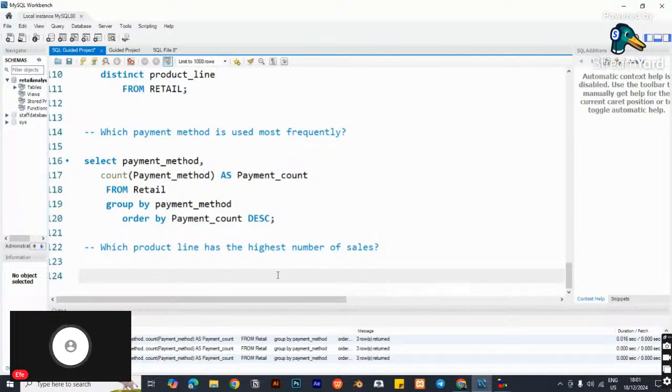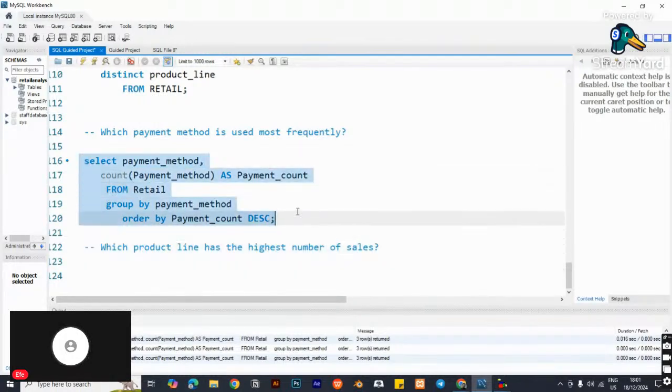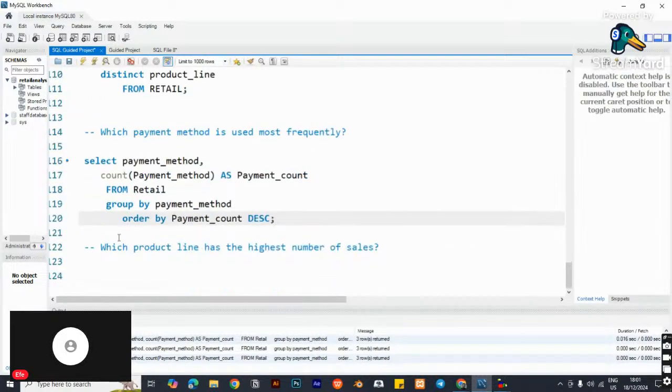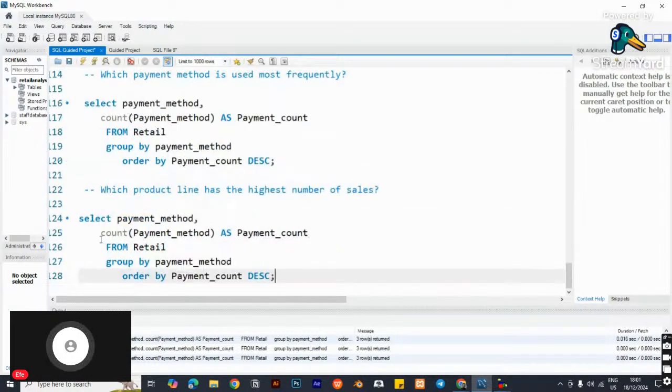Which product line has the highest number of sales? All right, so I'll just go through all of those things I mentioned. It's the same thing, we'll just be copying and pasting. Let me copy this. It's the same approach. So we say product line. We're no longer working with payment methods, so we change it to product line.